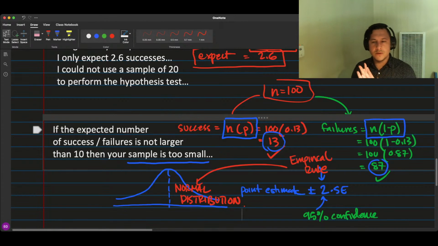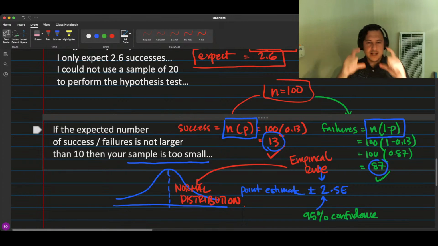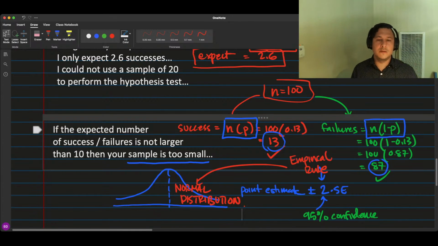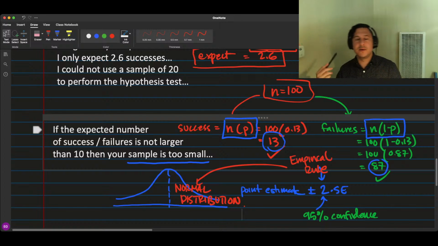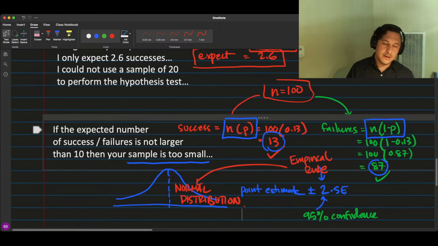Is it making a little more sense, that you need the 10 there so that all of this works? Because it all comes back to, I'm trying to do inference. That means I'm going to make a confidence interval. Well, that means I have to be able to use the empirical rule to get that 2 there. That means I have to be dealing with a normal distribution. That only happens if you're bigger than 10.